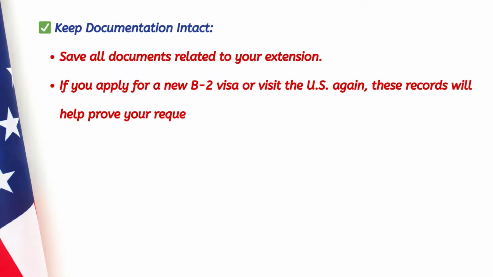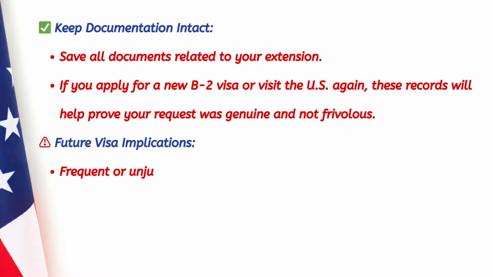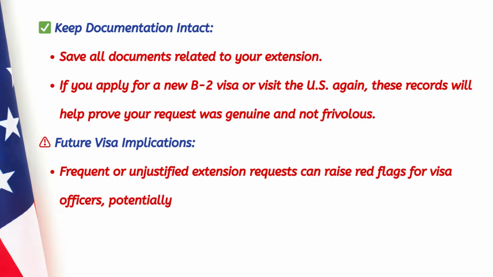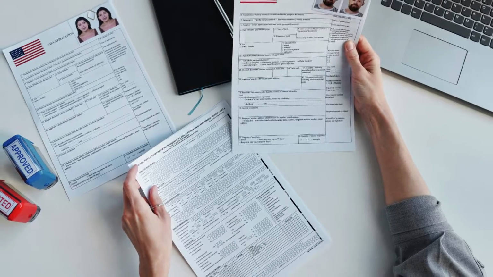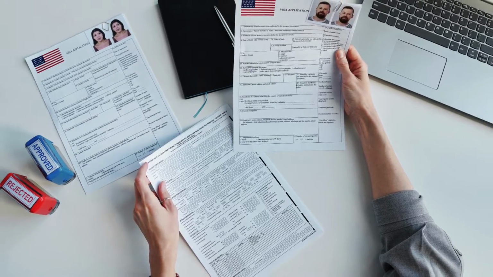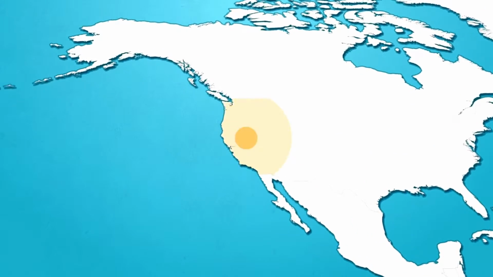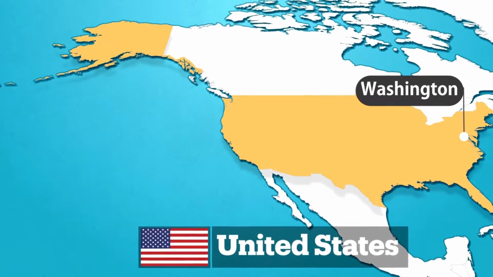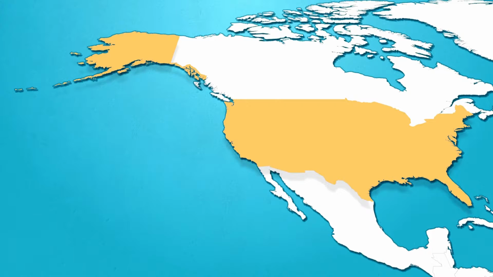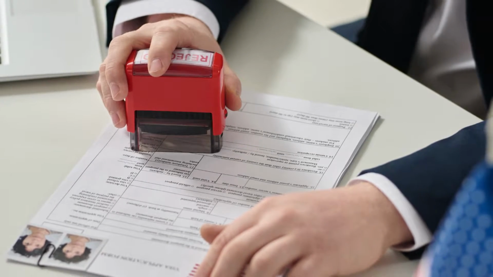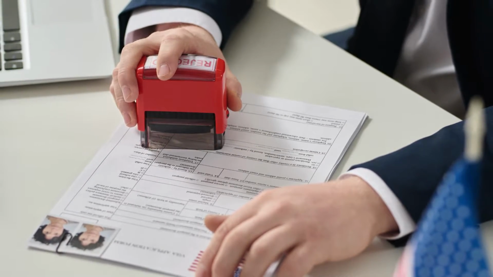Because if you have to apply for a new B2 visa or visit the United States again, you'll need to present these documents to prove to the visa officer that your reasons for requesting the extension were genuine and not frivolous. This will also help assure them that you won't repeatedly request extensions during future visits. Else, this might be one of the grounds for the visa officer to deny your B2 visa application.